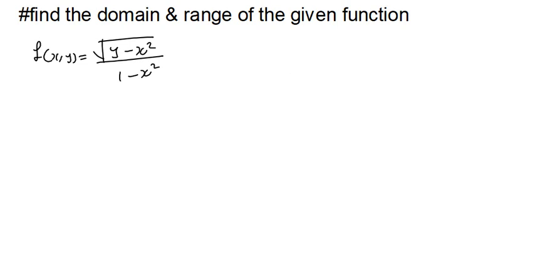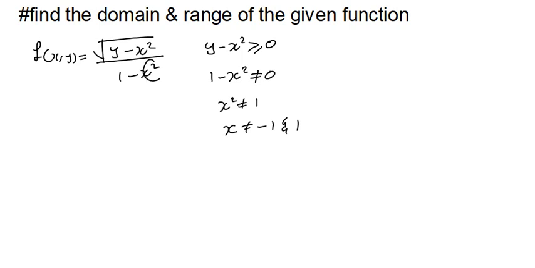Okay, so for the numerator, our y minus x squared should be greater than what? Greater than 0. Then for our denominator, our 1 minus x squared should not be what? Should not be 0. So how can we simplify this? My x should not be negative 1 and positive 1. If you replace with negative 1 here, you're going to get a 1. Replace with 1, you're still going to get a 1 there.